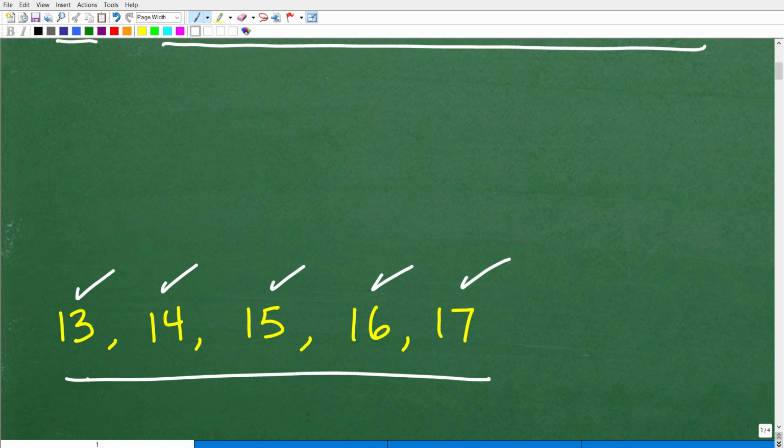These numbers are obviously one after another, after another, after another. So that's what consecutive means, and these are integers. We'll talk a little bit more about this in a second. But this is a correct answer.